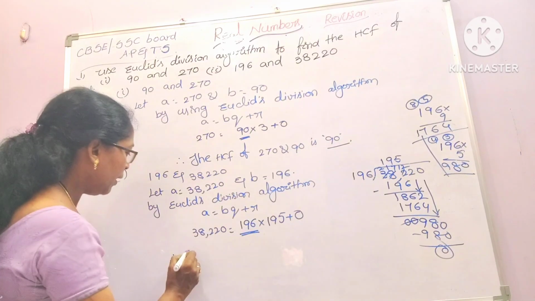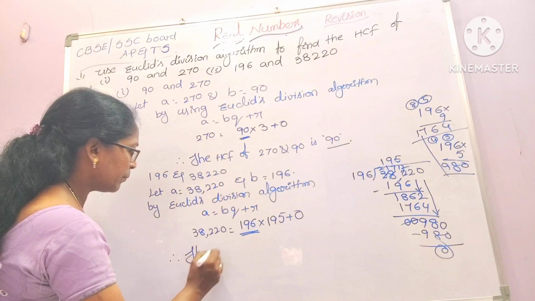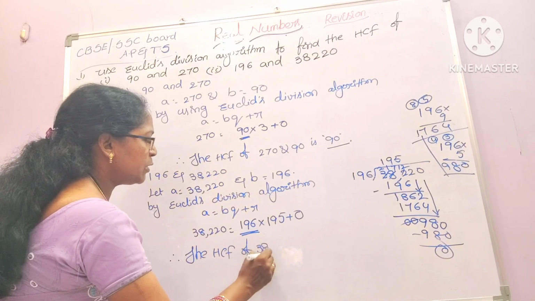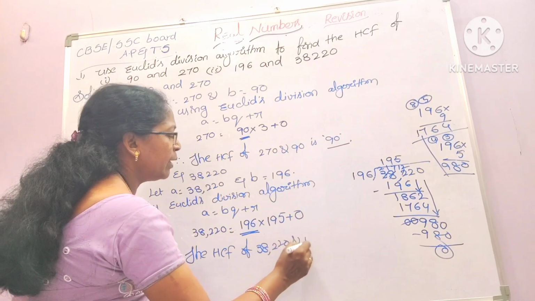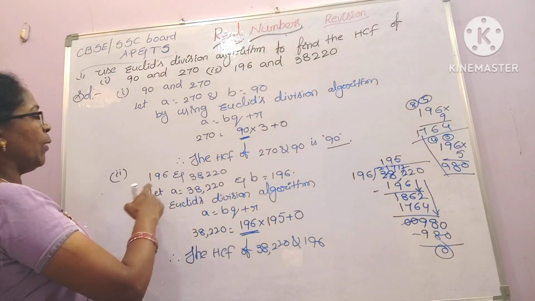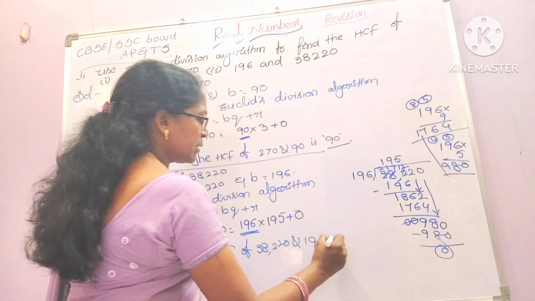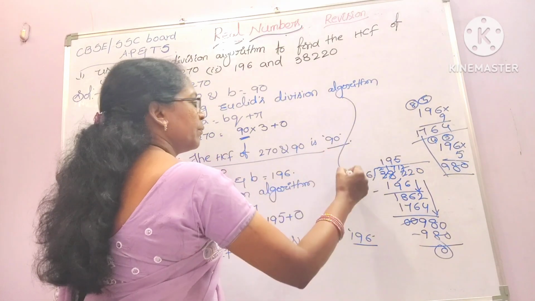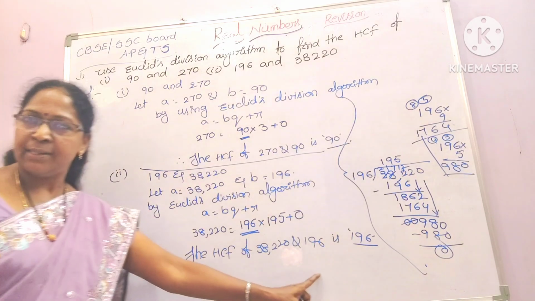So therefore, the HCF of 38,220 and 196 is 196. This is the answer.